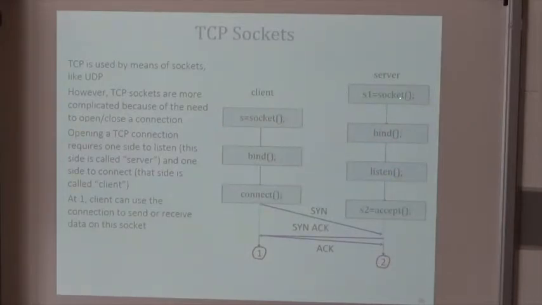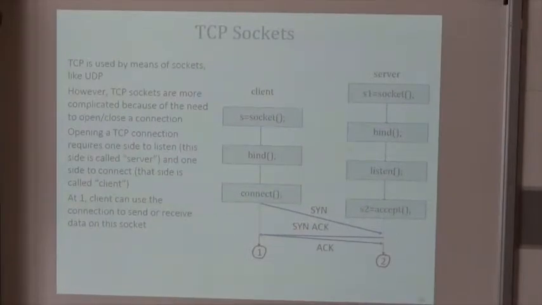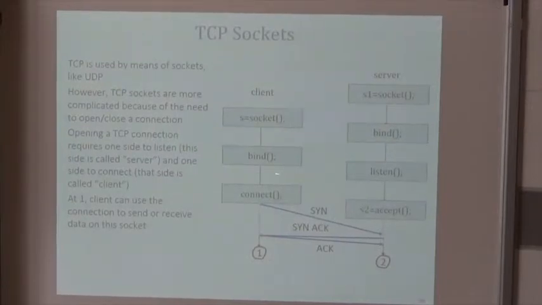Connect has the effect of doing the three-way handshake. On the server side, you do a similar thing. You create a socket and bind it to the server port, typically here. And then you do a new call that is not visible with UDP called listen. Listen means I am ready to receive SYN packets. And this has arguments like the size of the queue of SYN packets that you accept to buffer if you're not able to process them immediately.